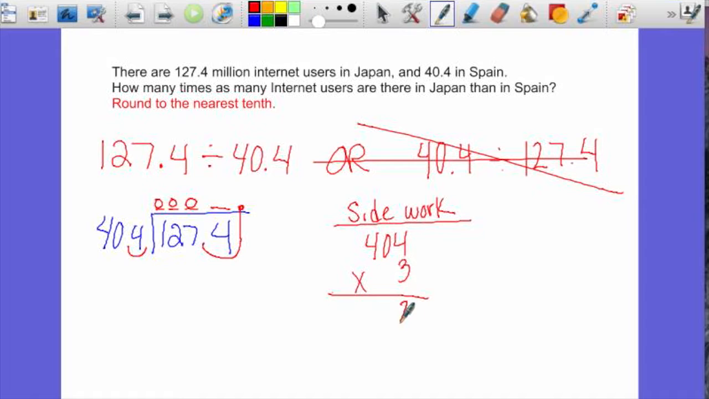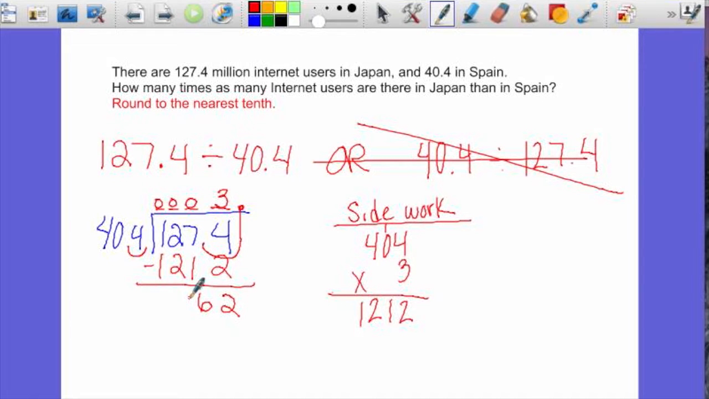So 3 times 4 is 12. 3 times 0 is 0 plus 1. 3 times 4 is 12. Okay, so 1,212. That's going to go in here. I know I'm not going to be able to fit another 400 in there. So 404 goes into 1,274 3 times. 3 times 404, we did already, it's 1,212. And subtract. 4 take away 2 is 2. 7 take away 1 is 6. 12 take away 12 is 0. And we've got a remainder of 62.